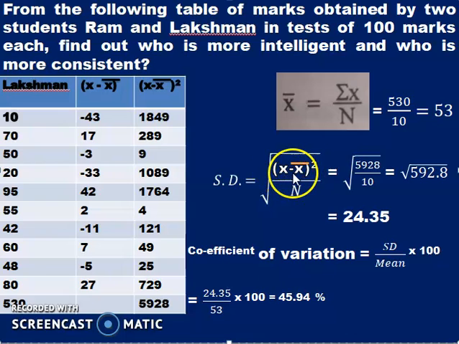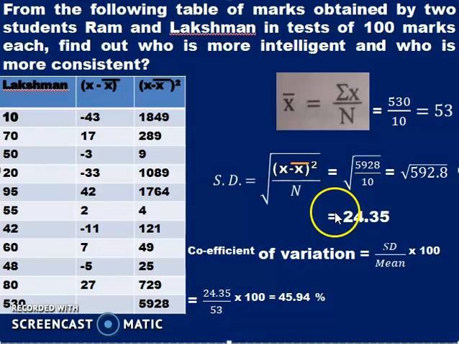What is that? Square root of the sum of (x minus x bar) the whole square divided by n. So we had found the total of this (x minus x bar) the whole square, so we are finding the root. So root of 5928 divided by 10, equal to root of 592.8. So the root is 24.35.